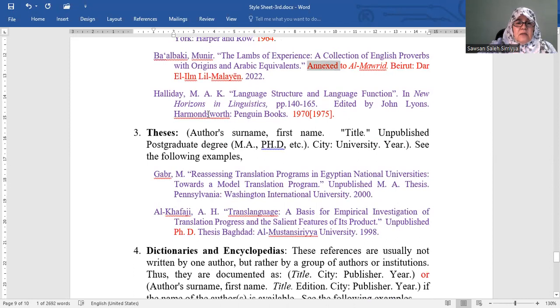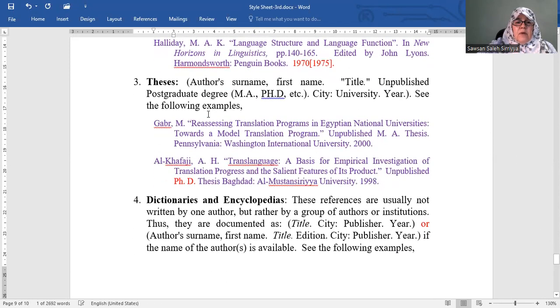This is another example. Now when we go to theses, theses titles are written between 2 inverted commas. I write the surname, then the first name, the title. Notice it is not written in italics. And I write unpublished postgraduate degree. Whether it is MA or PhD, I have to decide. Then the city and university and year.